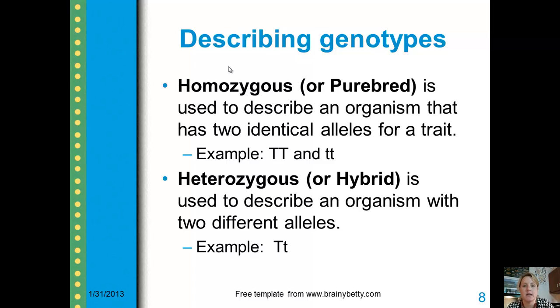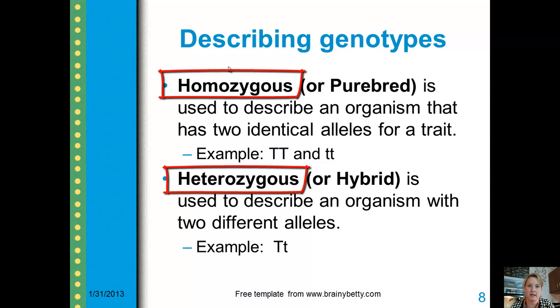All right, this is the last slide, and these are, again, two very important terms so that you all will be able to do the Punnett square problems that are coming on the next lecture. These two terms are homozygous and heterozygous.